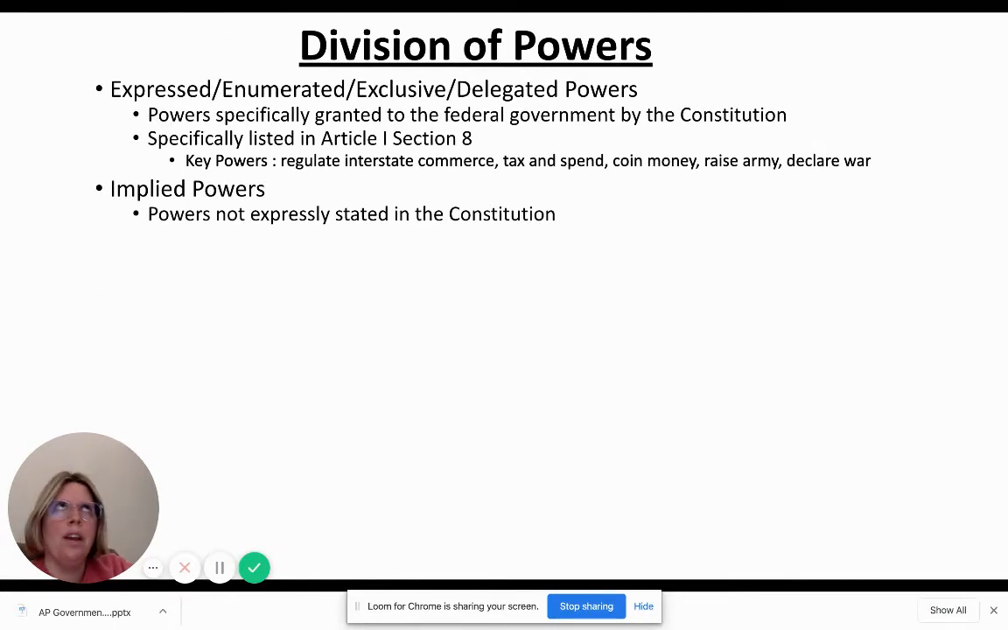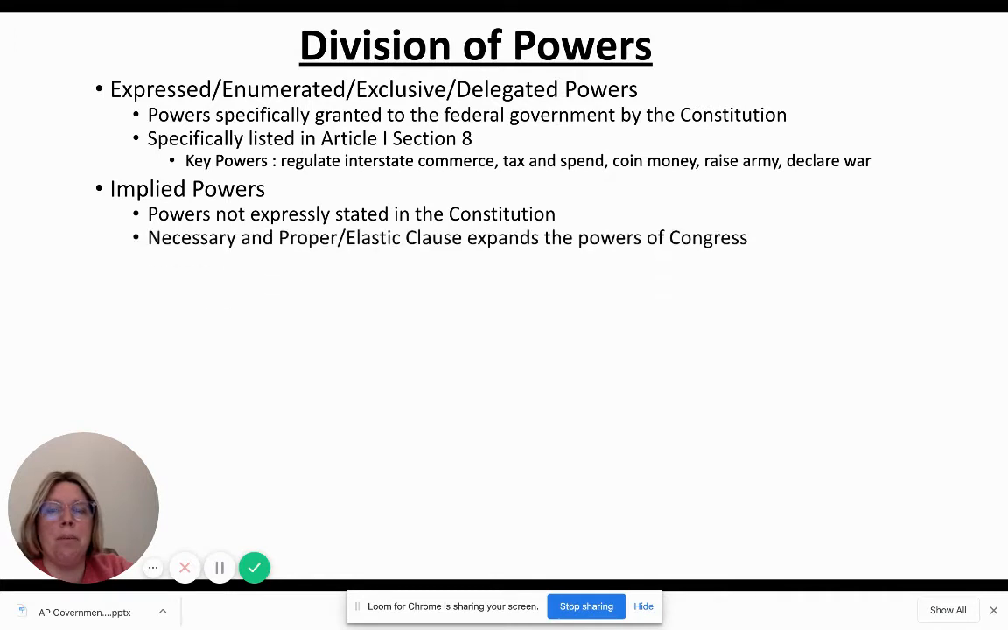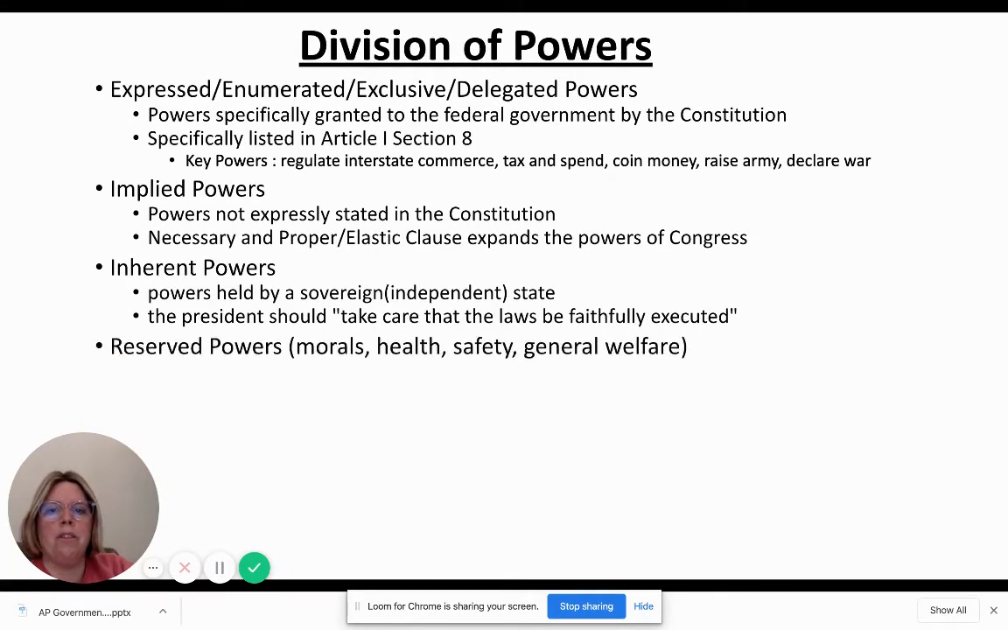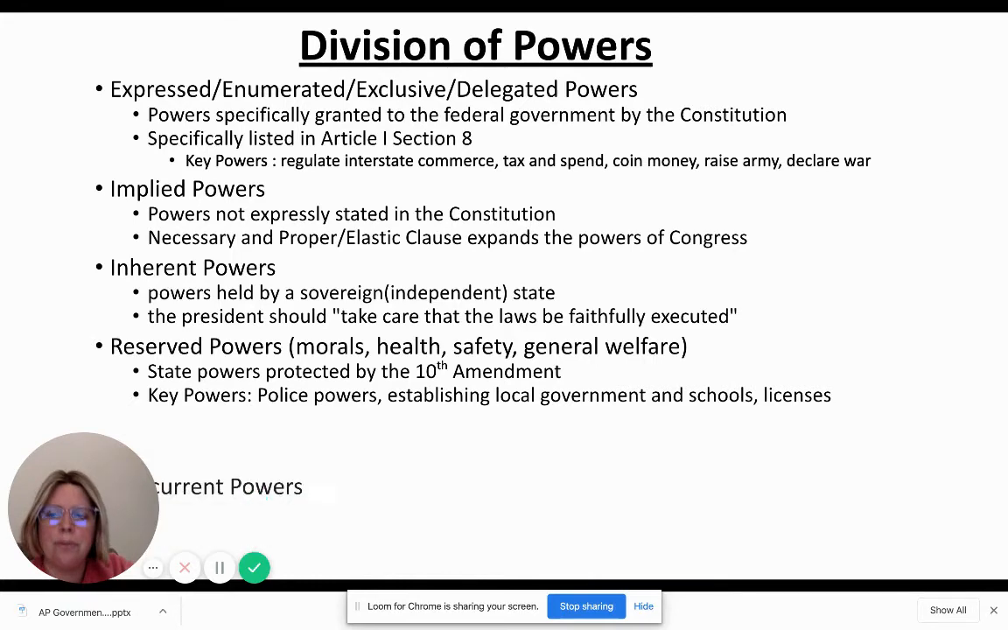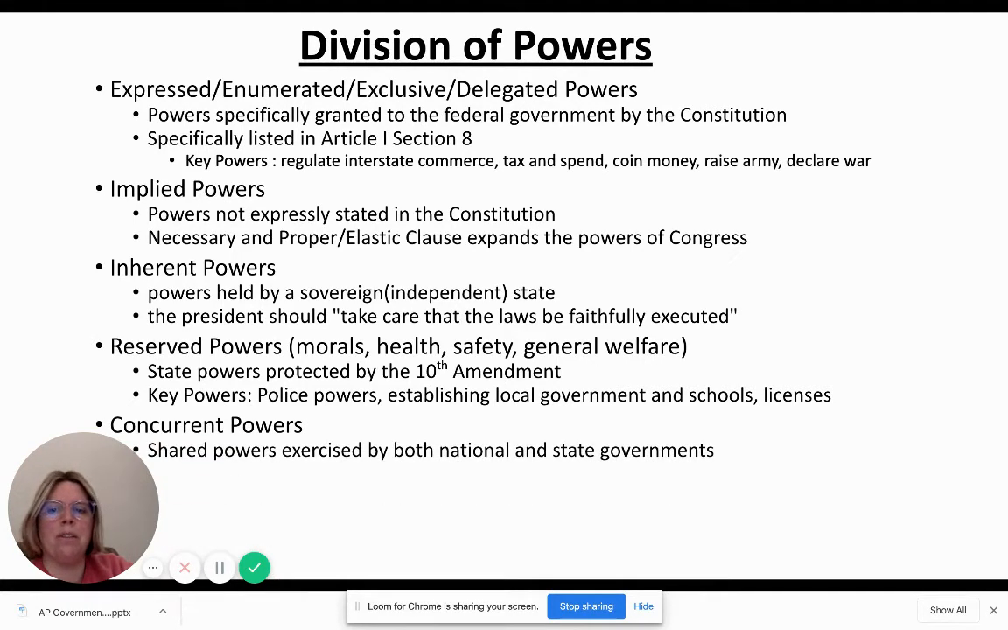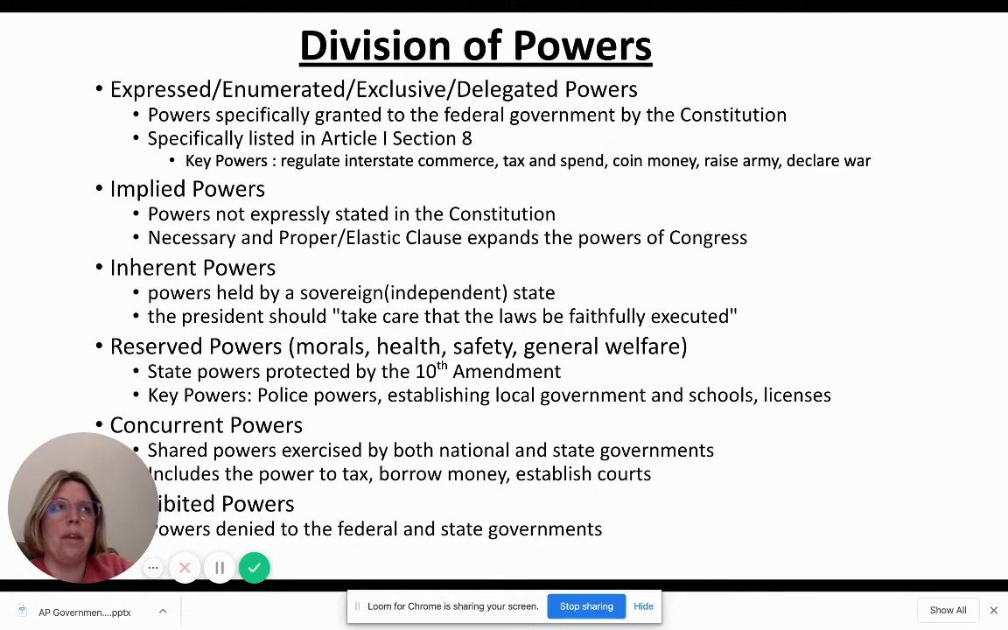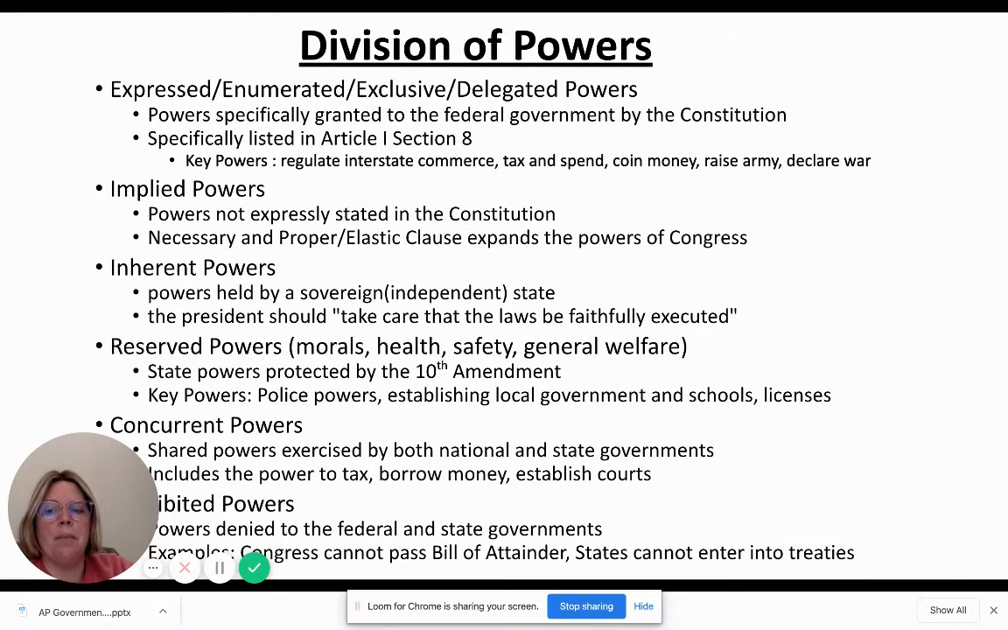Implied powers are not specifically listed, but are implied through the necessary and proper clause. Inherent powers are just the powers of an independent state. Reserved powers are those the individual states have. Concurrent powers are ones that they share. And then prohibited powers are things that we said you can't do, like states are not allowed to enter into treaties, for example.